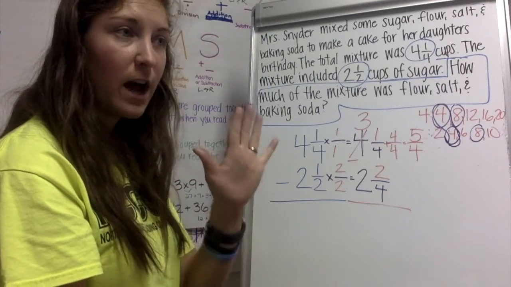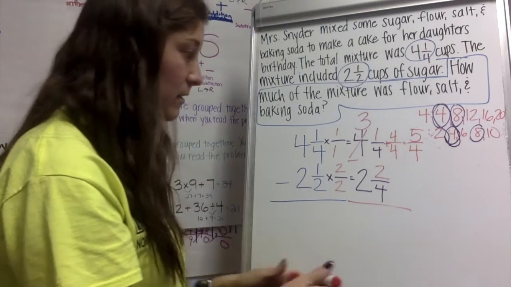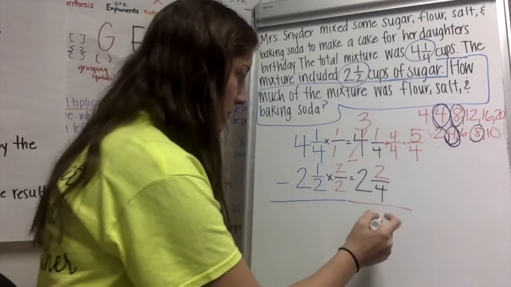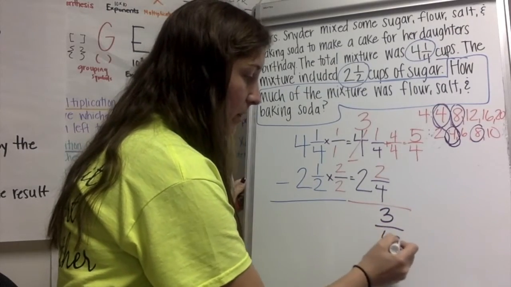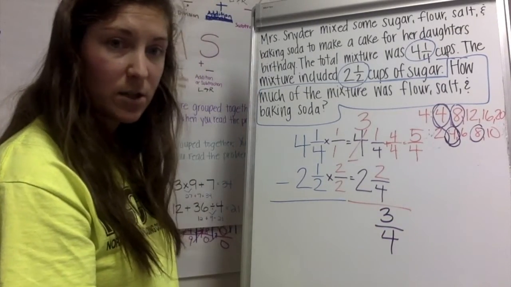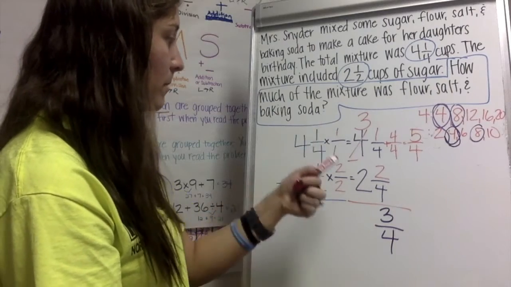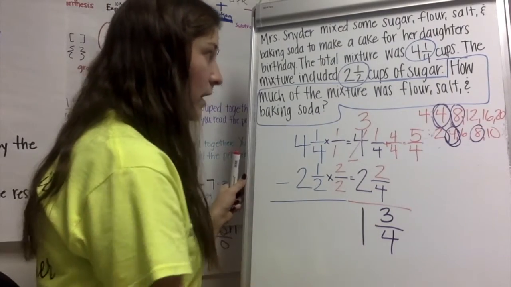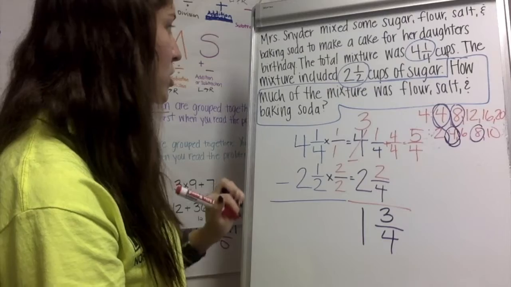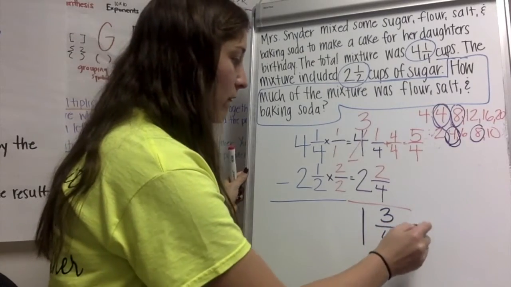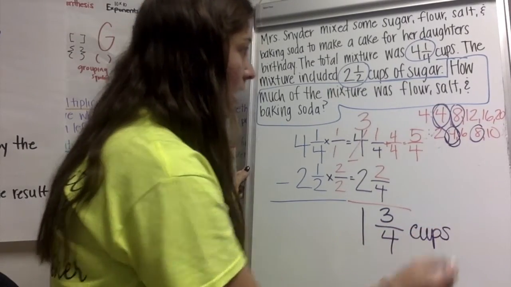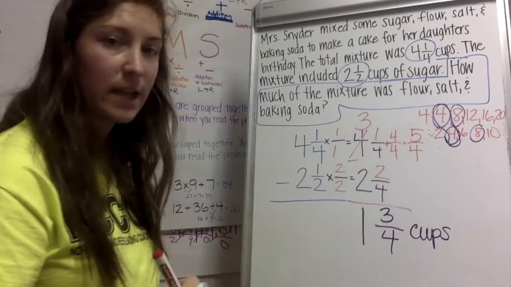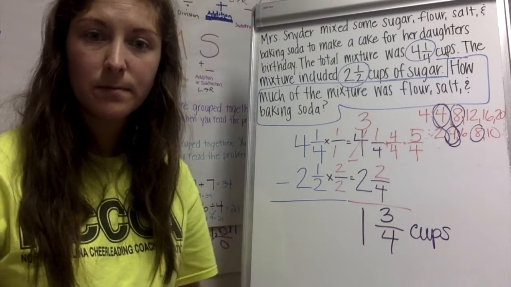So if I have 5, I take 2 away. That's going to leave me with 3. My denominator, remember, it's going to stay the same. It's going to still be 4. And then 3 minus 2 is 1. So that means that she had 1 3/4 cups of flour, salt, and baking soda.